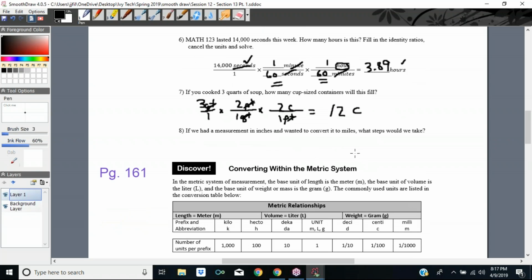And the last one of these says, if we had a measurement in inches and wanted to convert it to miles, what steps would we take? So why don't you someone want to just tell us? You have inches, you want to convert it into miles. Let's say you have 100,000 inches. How would you convert that to miles? That's what this question really is.